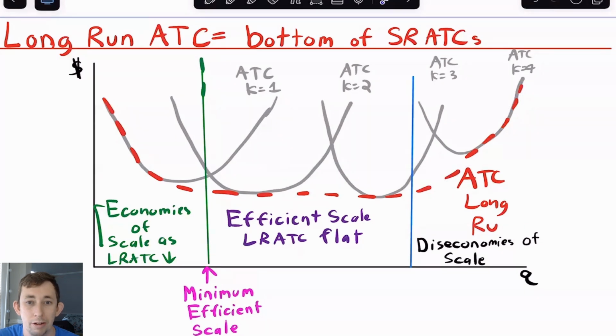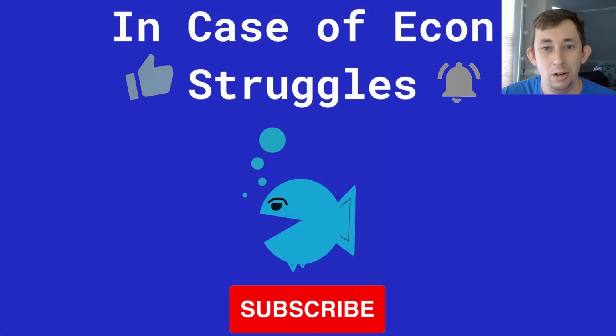And hopefully this long run average total cost curve, A, makes sense, and B, will help you understand how we're going to get there.